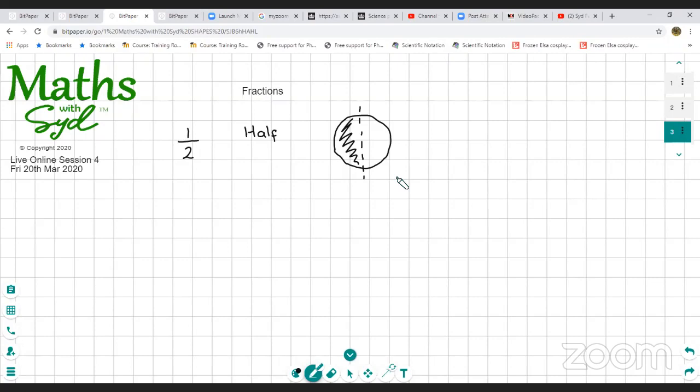But what we're going to be doing now is looking at how else we can interpret this. So 1/2 also means 1 divided by 2. Okay, so if you see a fraction, you can also write that as 1 divided by 2, the top number divided by the bottom number. Okay, so the top number divided by the bottom number.